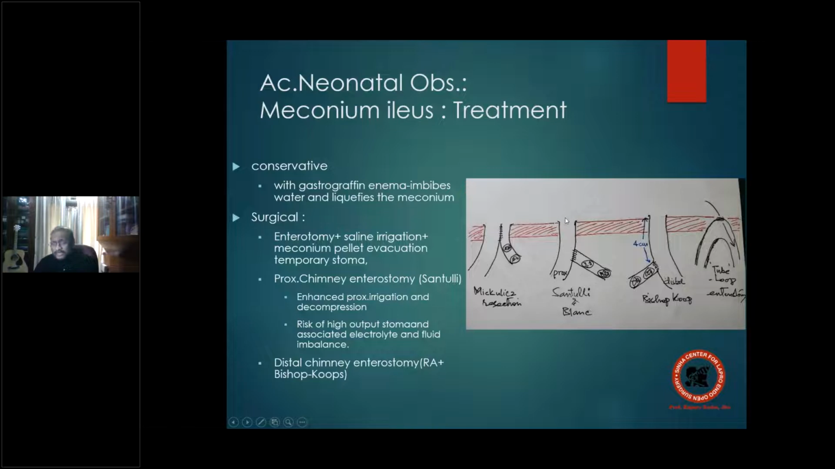Now, with the proximal limb brought out, there will be higher chances of high output stoma and associated electrolyte and fluid imbalances. While if you reverse this and do a Bishop-Koop, where instead of the proximal limb you bring out the distal limb, whatever is coming proximally, that means the gastric content, the biliary content, the pancreatic content, will not be brought out to the exterior as would be happening in the proximal enterostomy in Santulli. So here, whatever is coming here would perforce go distally.